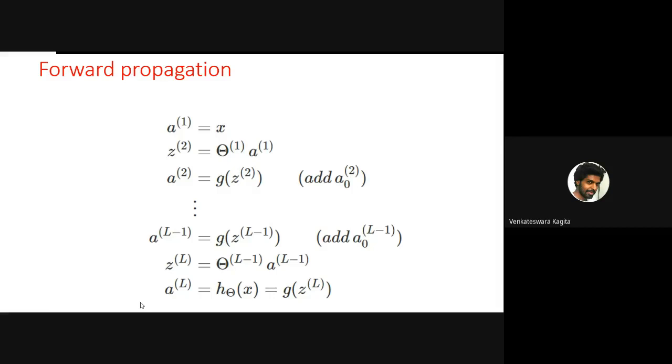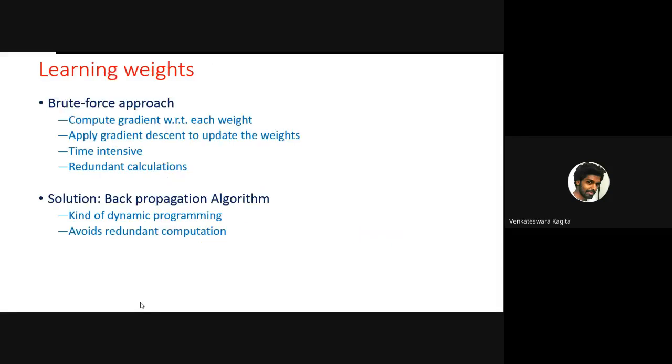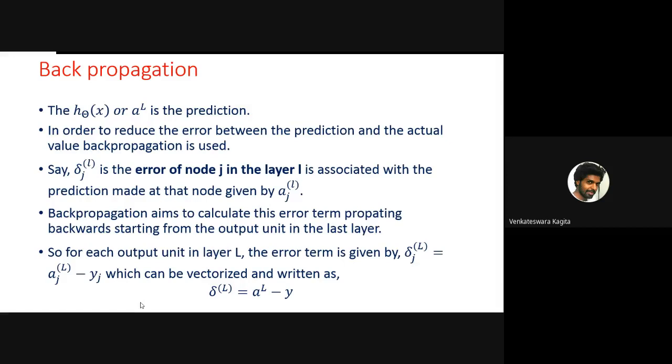So the error that we got at the output should be propagated back to the individual neurons that are responsible for that output, isn't it? That is what backpropagation does. It propagates the error backward. So h theta of x, or A L, is the prediction at the last layer, isn't it? In order to reduce the error between the prediction and the actual value, backpropagation is used.